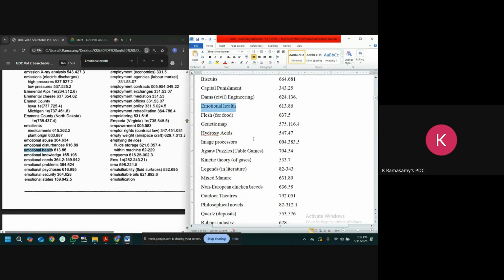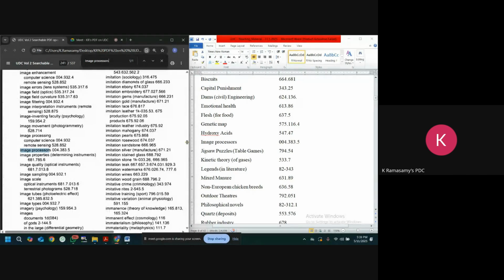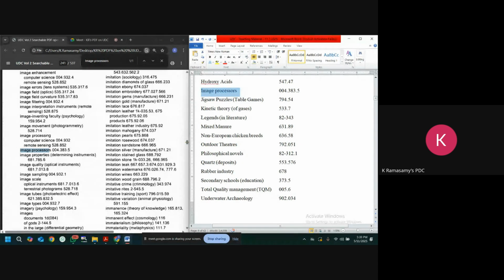Good. Then comes maybe image processors, the term which you use in computer science. I just search for that particular number. I click it and I just land there. Image processor number is 004.383.5. First 3 digits dot, next 3 digits dot. That's what goes on. Maybe I'll go for one more: legends in literature. So I'm talking about legends, great personalities in the field of literature, not in other subjects. That's why this qualifier is there.